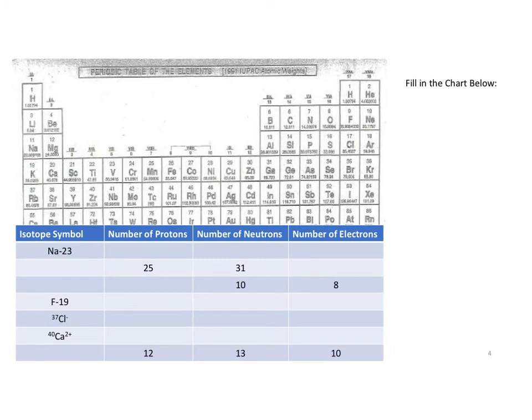All right, so now we want to fill in the chart below. So the mass here is 23.